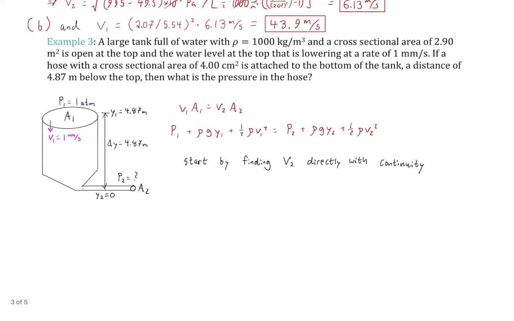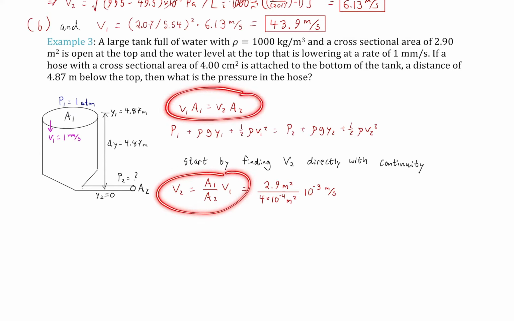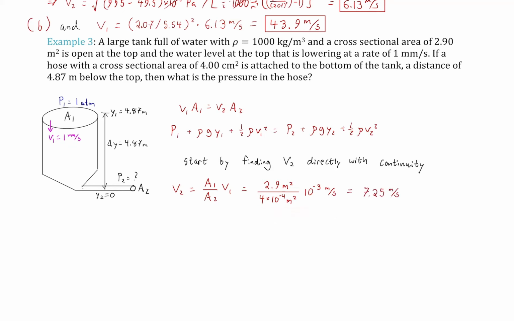And the reason we can get away with finding V2 directly is we know both cross-sectional areas and we know one of the velocities. So there's only one unknown in the continuity equation, which is actually easier than the previous example. All right, so let's plug in our numbers here. We'll first solve for V2 from this equation, plug in our values, and there we go, 7.25 meters per second. Quite a bit faster than 1 millimeter per second, and that's because it's quite a bit narrower, right?